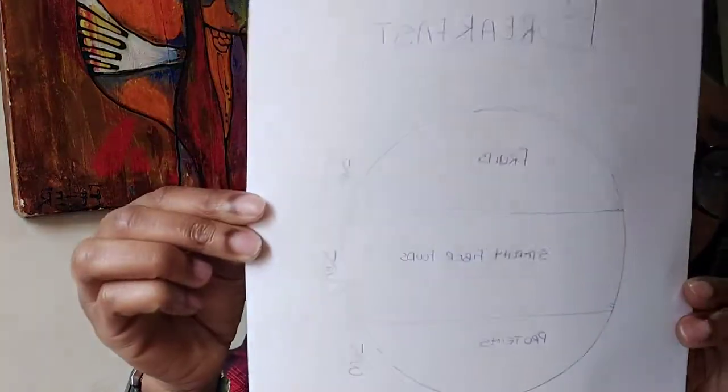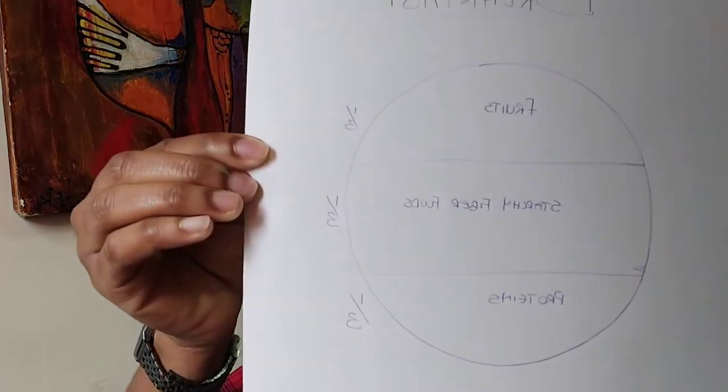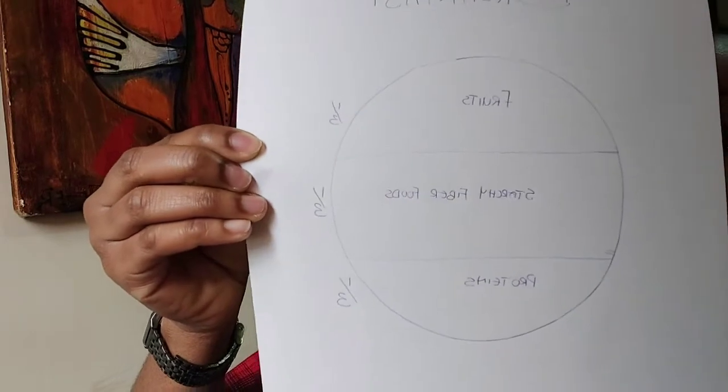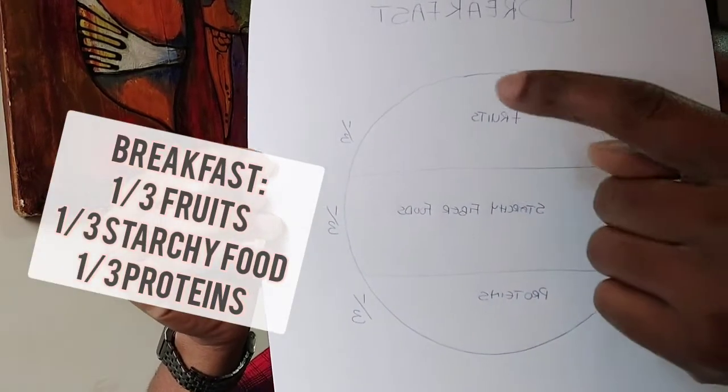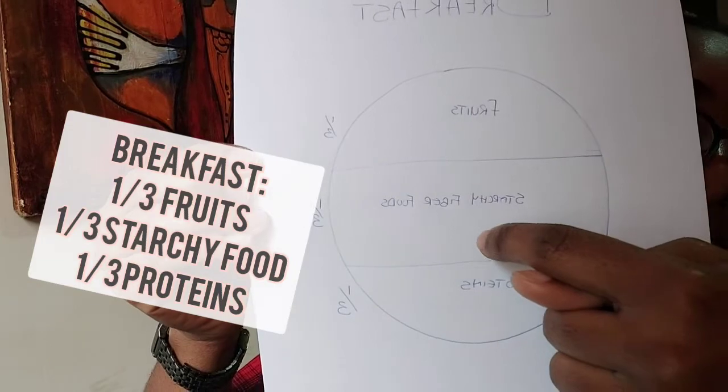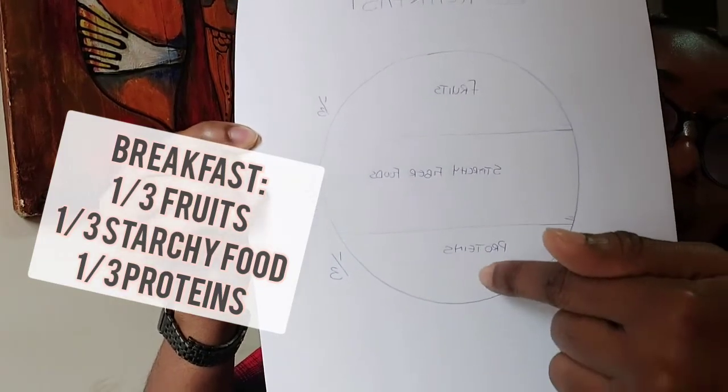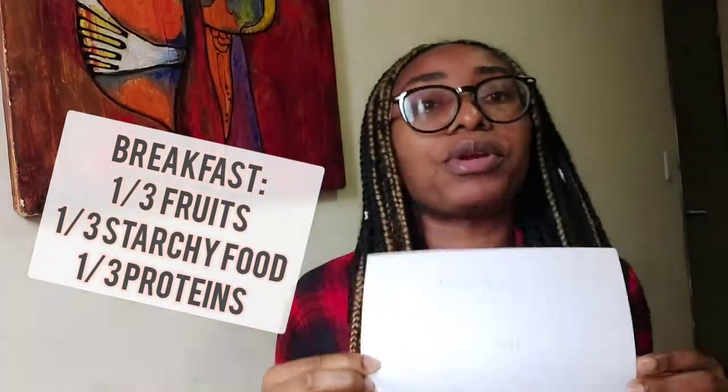Now, what should your breakfast look like? What should your lunch look like? And what should your dinner look like? I'll tell you. So I've made this. I hope you can see it. Yes. For breakfast, you take a round plate and you divide this plate in 3 equal parts, which is what we have here. So 1/3 of this plate has to have fruits, 1/3 has to have starchy fiber food, and 1/3 has to have protein. This is what your breakfast should look like.